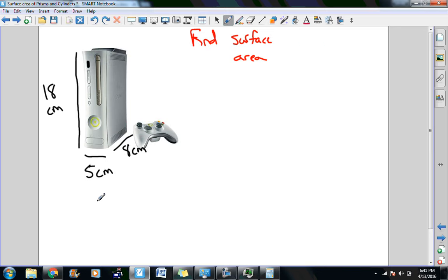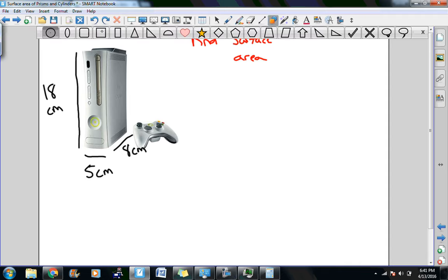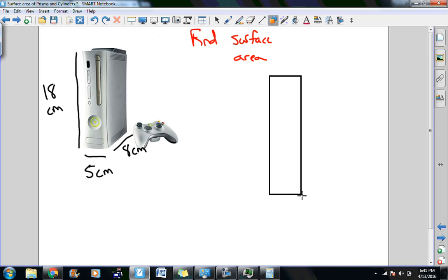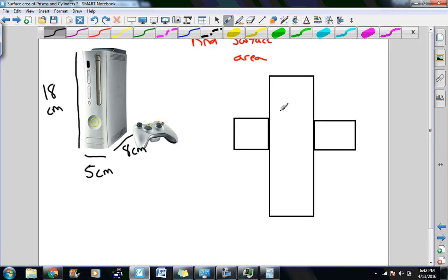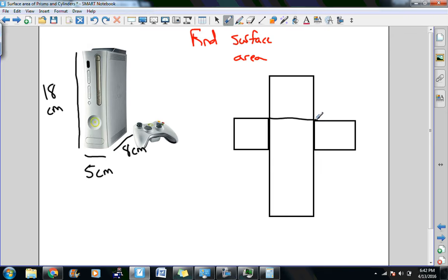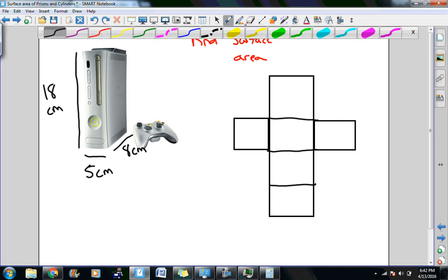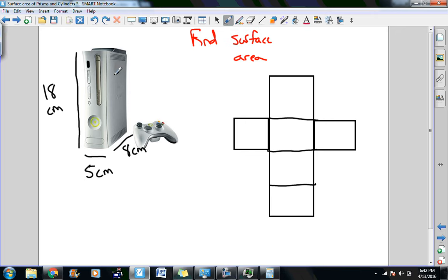To find the surface area of this Xbox 360, we're once again going to draw the same net that we had before. And what's important to note about the net is that it doesn't need to be drawn perfectly to scale. So I will almost always draw my nets the same way. And it doesn't matter if these are perfect, as long as your left and right would be the same, your top and bottom would be the same, or your front and back would be the same.